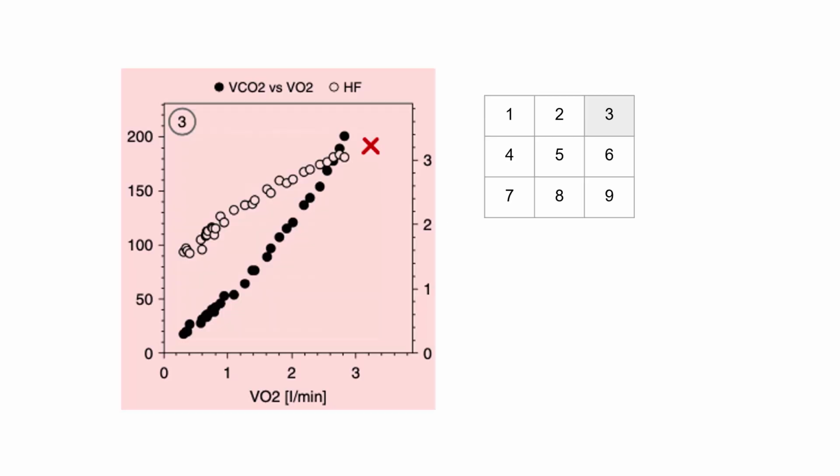Now we'll look at more reliable methods for detecting the anaerobic threshold. Here we're looking at panel 3, and this is the V-slope method for looking for anaerobic threshold. It's considered the gold standard, and here we're looking for the inflection point where the VCO2 begins to increase disproportionately to VO2. So if you were to trace a line here and then trace a second line here, you can see that there's a change in slope, and this is where the anaerobic threshold occurs.